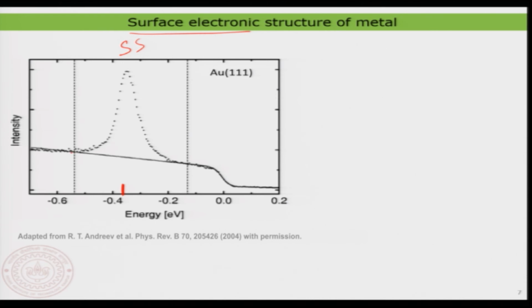Otherwise, the density should have gone just like that, because that is the expected bulk density of state of the gold, which is actually coming from the S and P band. Yeah, so that is what you are expecting. So, therefore, this is particularly the surface state of the material. But now you can also clearly see the Fermi level.